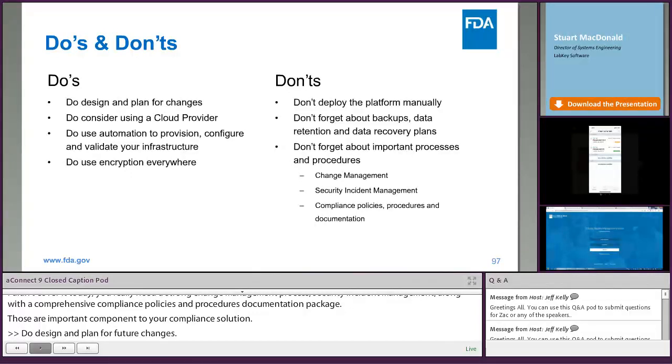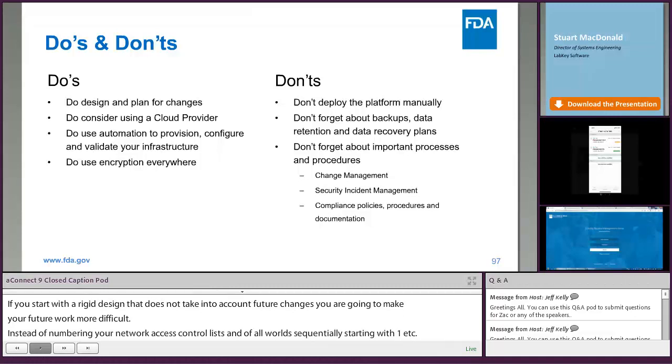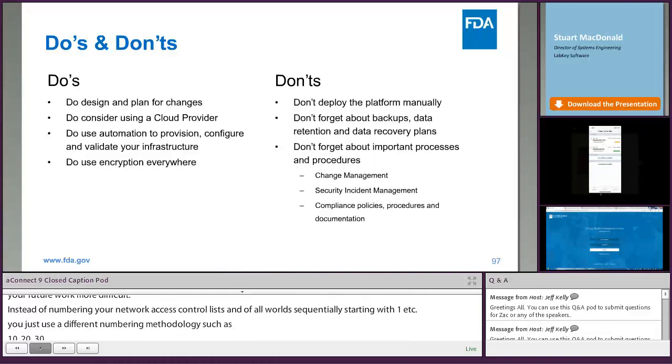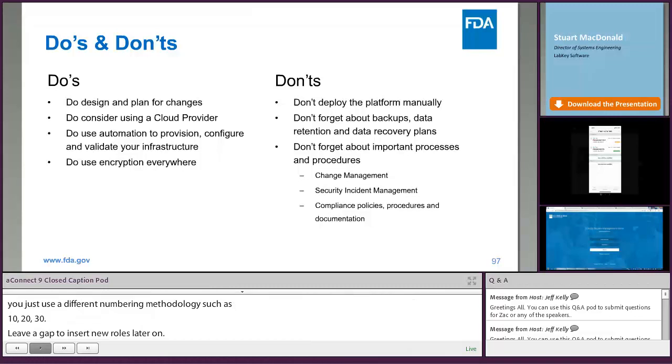So for a simple example of that, instead of numbering your network access control lists and your firewall rules sequentially, like starting with 1, 2, 3, 4, 5, etc., if you just use a different numbering methodology, such as rule number 10, and next rule is number 20, number 30, leaving a gap in there allows you to insert new rules later on without having to refactor your automation. Something as simple as that is an easy lesson that helps you save time and improve your aspect of deployment later on.